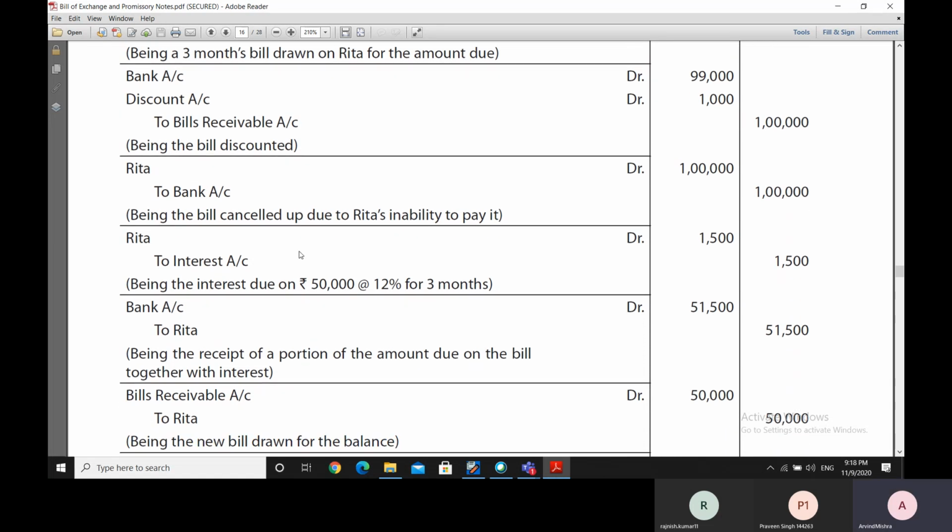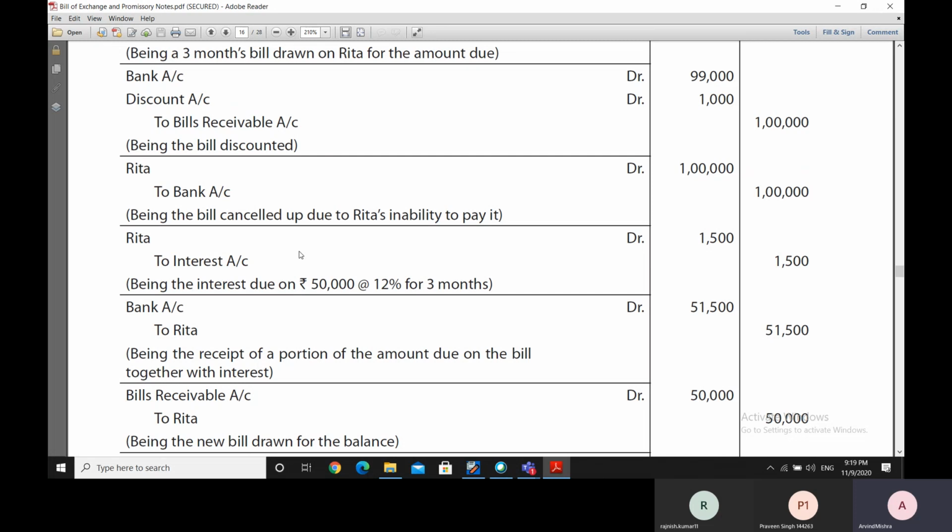Now thereafter the next entry relates to the payment of the interest on rupees 50,000. So Rita will be debited with 1,500 and interest account will be credited with 1,500 because 1,500 is the amount of interest for the period of 3 months at the rate of 12% on 50,000 rupees.